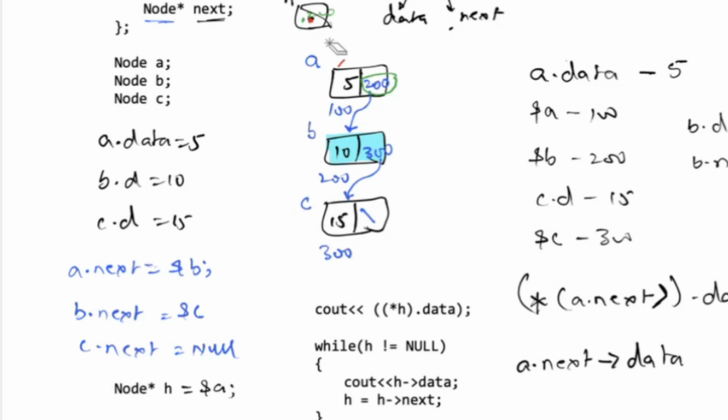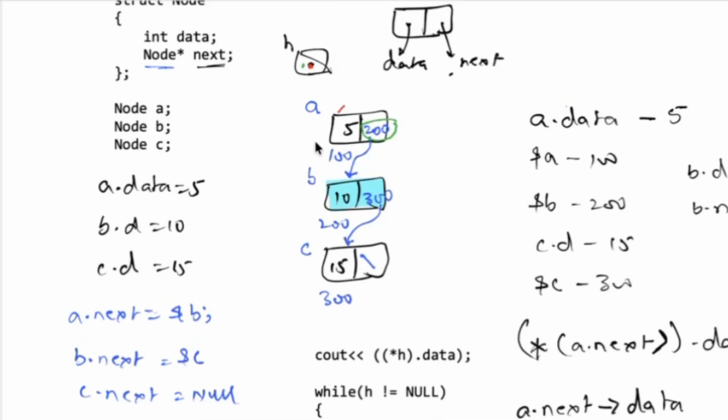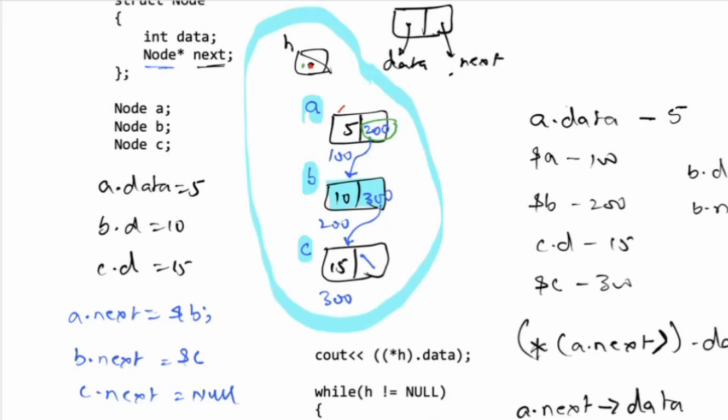And when H becomes equal to null, then the loop will stop. What it means is that we are not using the name of these nodes. Can I say that till now, this entire thing is in the stack area of the memory? Yes, it is in the stack area, right?